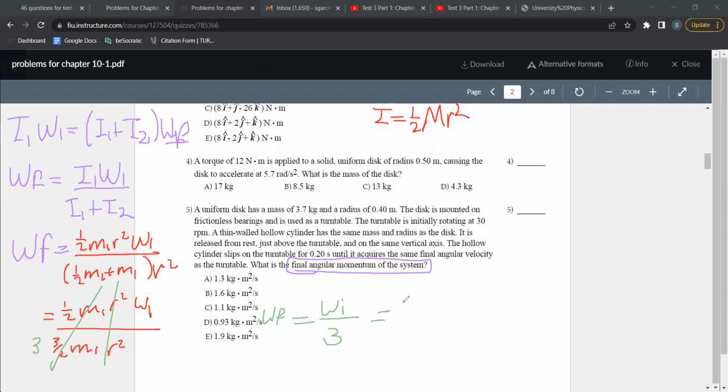And now if you just take whatever your initial one was, in this case it was 30 times your alpha, which is, hold up, let me find out where this variable is.